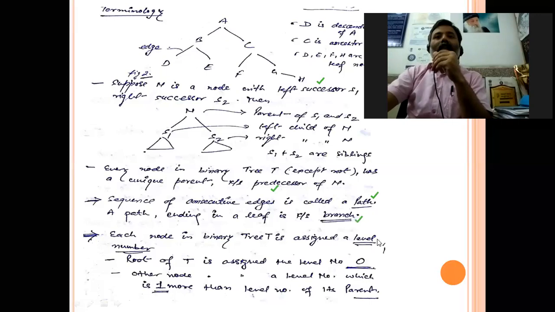Now, regarding label, I talked about how every node in a binary tree is assigned a label number. Root has label number 0 and all other nodes will have the label of their parent plus 1.